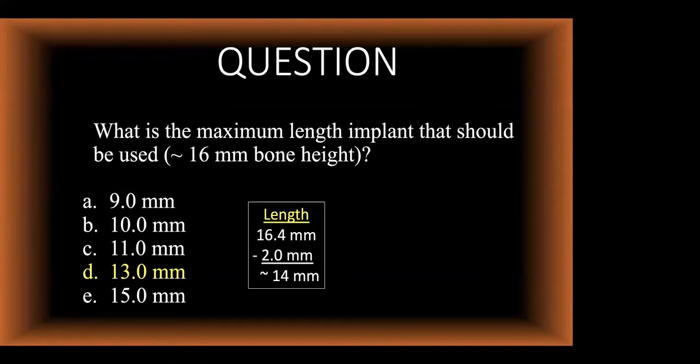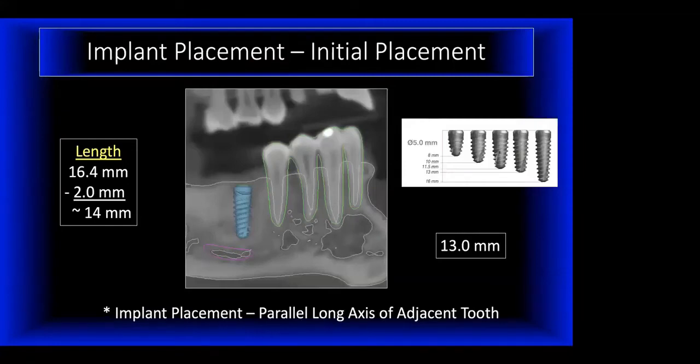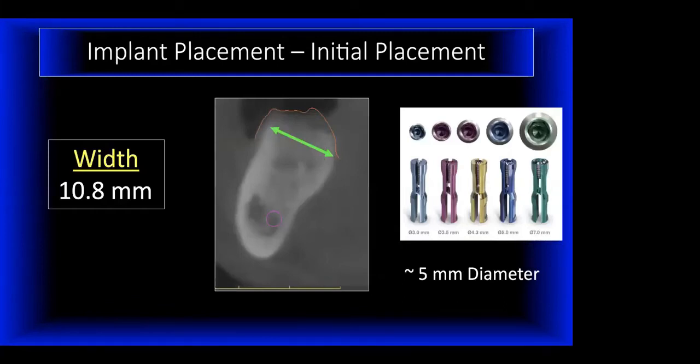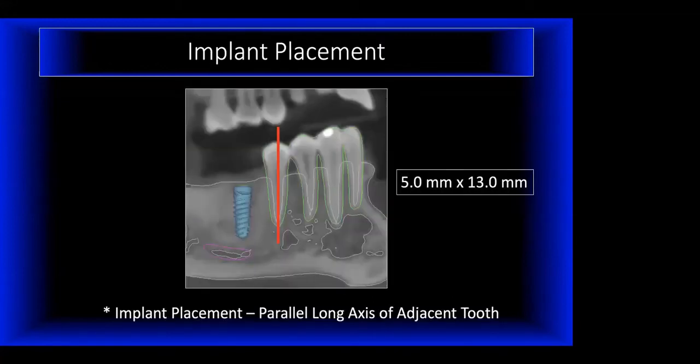You never want to go more than that safety zone number that you have. So when we place the implant into the CBCT, we know we're going to have a 13 millimeter implant. We know that the width is about 10.8 millimeters. So for a molar, we're usually using a 5 or a 6 millimeter implant. In this particular system, they have a 5 millimeter implant, which is good. So we will be placing a 5 by 13 millimeter implant.